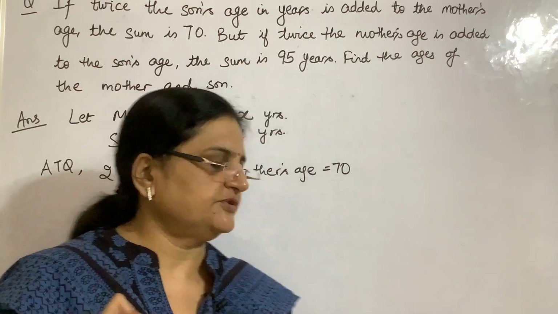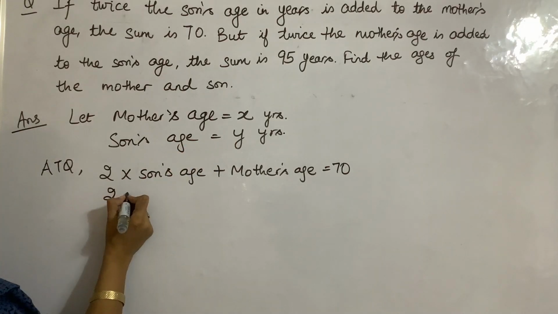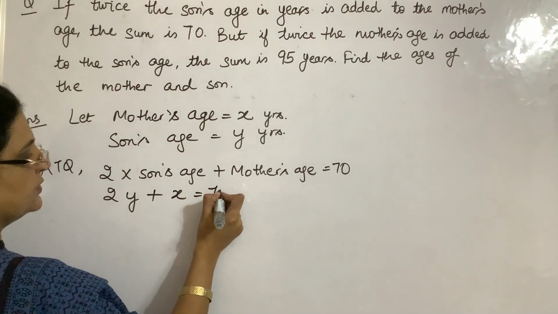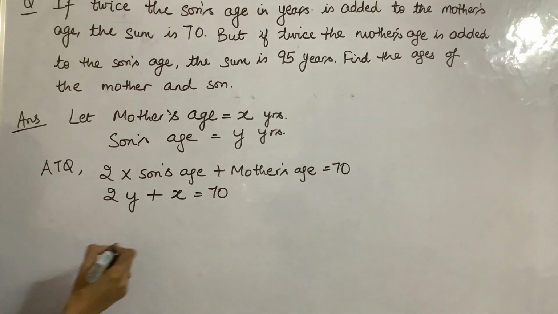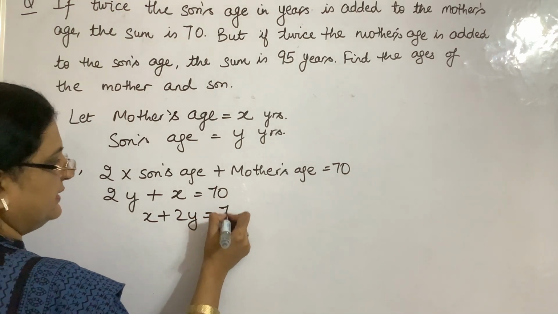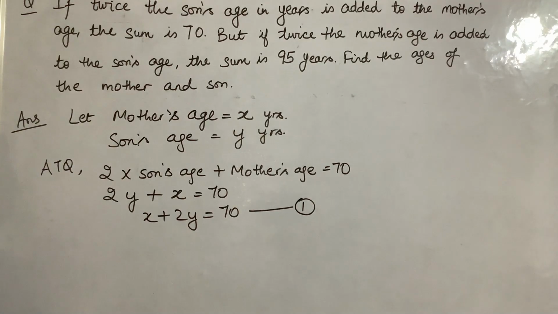Now you just have to substitute the values. So twice, what about the son's age? Y. What about the mother's age? X is equal to 70. Rearrange because we put X first and Y later. So the equation will be X plus 2Y is equal to 70. Now what about the second thing?